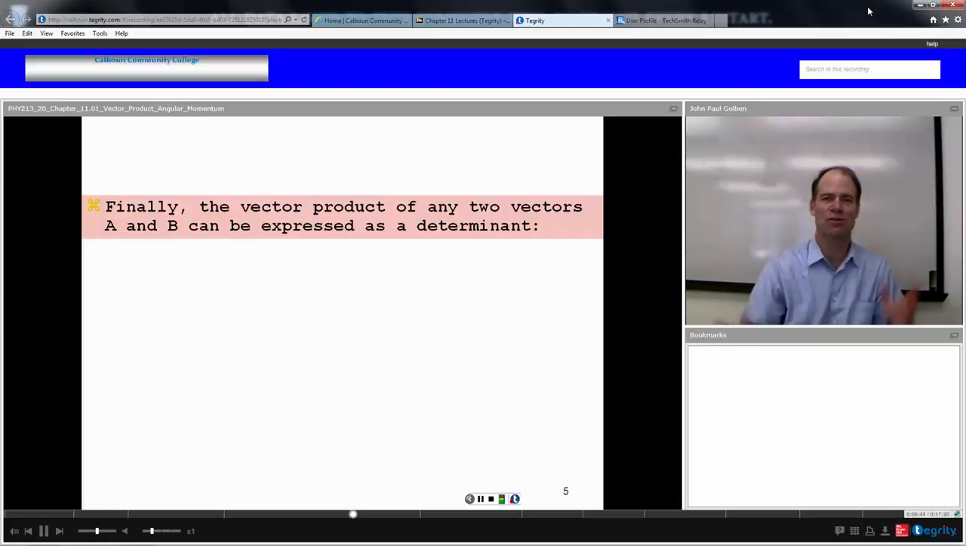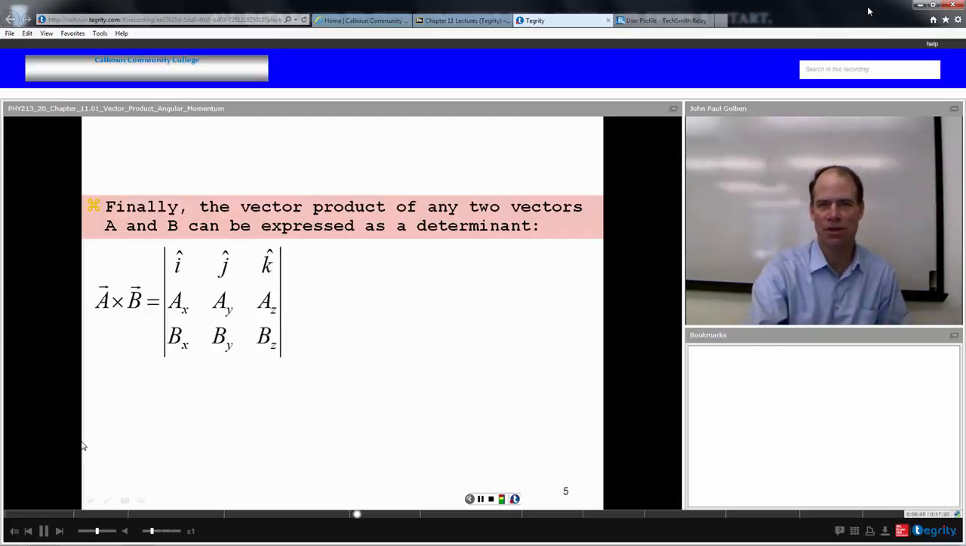Finally, we can do the cross product or vector product by using linear algebra, or in other words, the determinant. A cross B is a determinant of this form, where I put my ijk vector in the first row, and then my coefficients of the first vector, ax, ay, az, in the second row, and my coefficients of the second vector, bx, by, bz, in the third row. I wish to solve this determinant, and that will be my cross product.